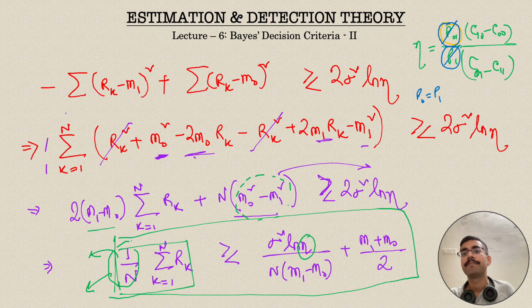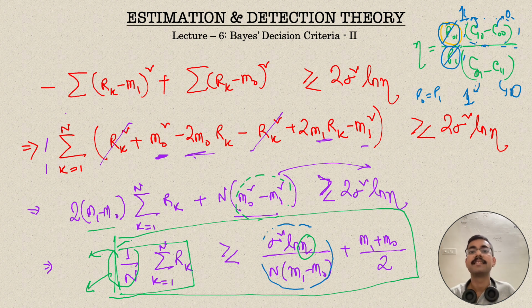So this gets cancelled out, and this entire expression C10 minus C00 by C01 minus C11. Ideally, we are taking C10 to be 1, C01 to be 1, and C00 to be 0, C11 to be 0. The cost of a wrong decision is maximum, that is 1, and the cost of the right decisions is 0. This is the ideal scenario. So eta turns out to be 1 in this case. This is under a very specific scenario. Now if eta is 1, this entire term gets cancelled out.